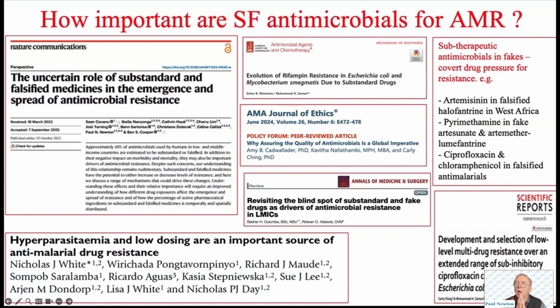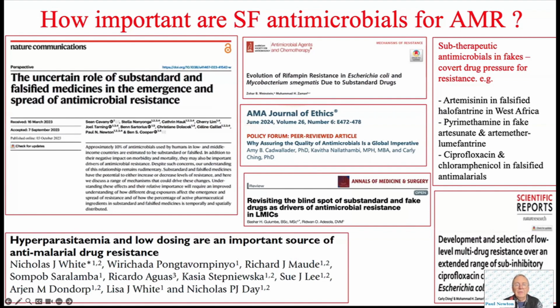These are some of the recent papers on this issue. There's been very little laboratory work on this, largely from Mohammed Zaman's group at Boston University in the US. Nick White has led on arguing that hyperparasitemia and low dosing would be important drivers of antimalarial drug resistance. Sean Cavani and Ben Cooper in Oxford and ourselves wrote a review of this issue a few months ago. These are the references there at the top left.